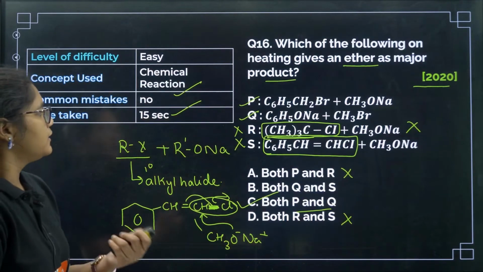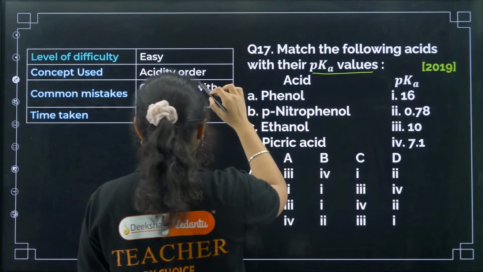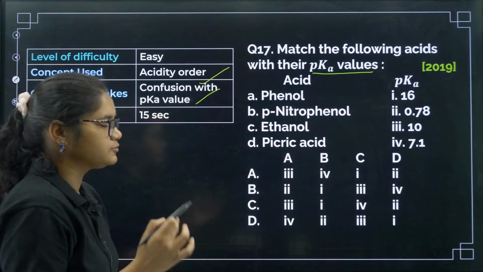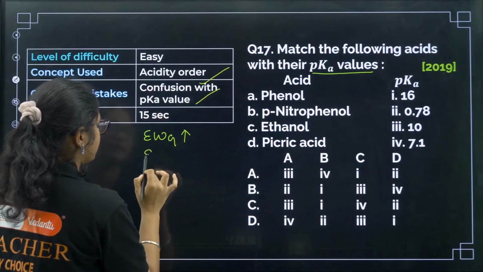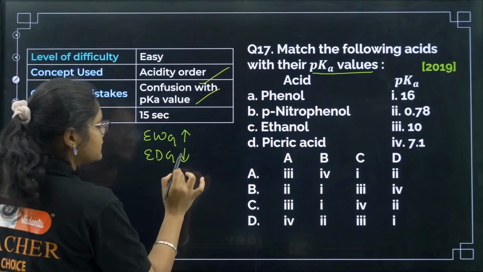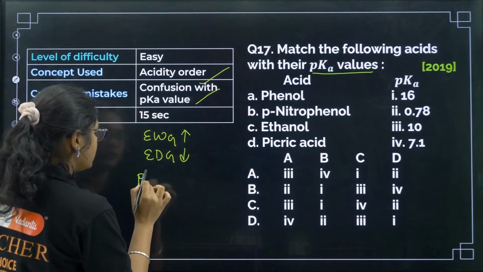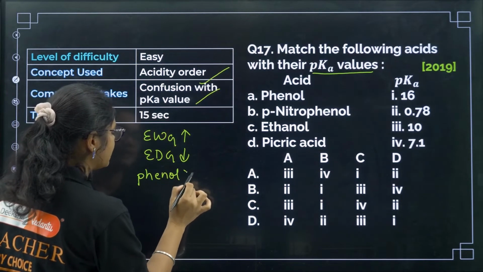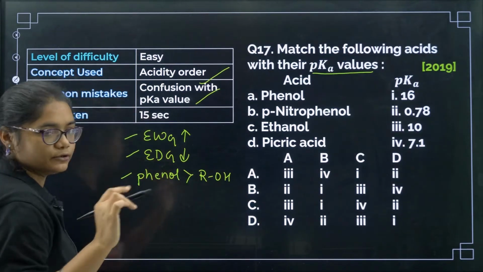Okay. Next, question number 17, match with their pKa values. So you should know about the acidic order concept. So here you should remember electron withdrawing group increases the acidity, electron donating group decreases the acidity. This concept should be there. And one more thing, phenol is more acidic than alcohols. These three concepts you need to revise.